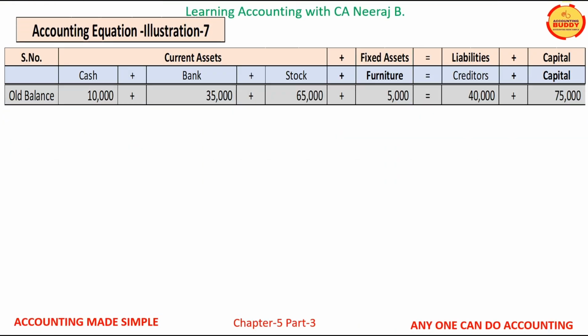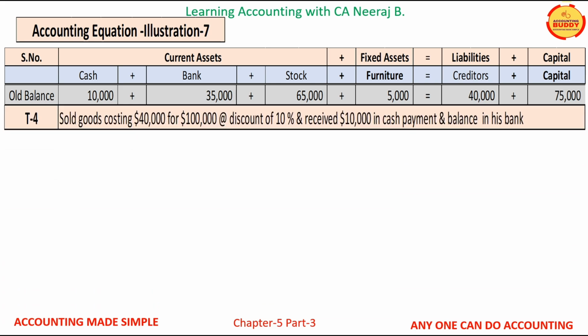Old balance of the accounting equation brought forward is displayed on your screens. Now the transaction T4 on your screens is: Tolly sold goods costing $40,000 for $100,000 at a discount of 10% and received $10,000 in cash and the balance in his bank account. Let us figure out the impact of the 10% discount.